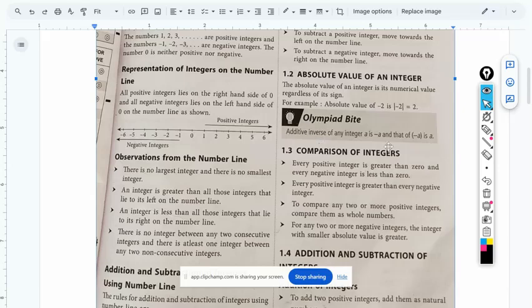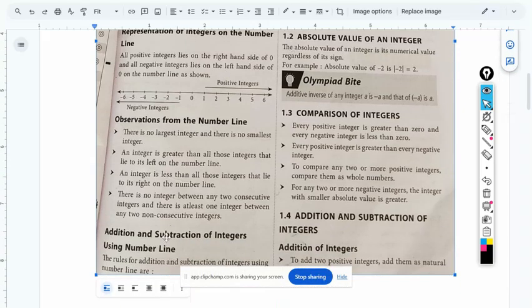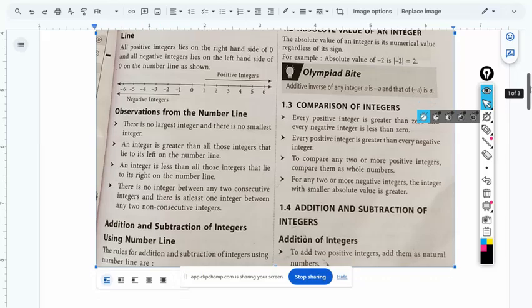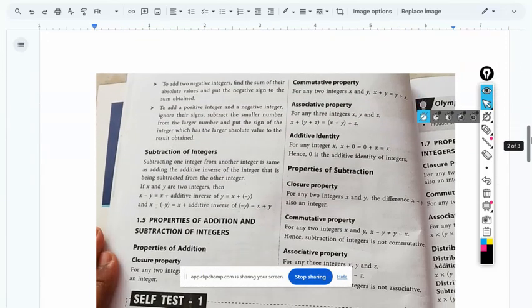Now we are going to see the comparison of integers. We understood that positive numbers are greater than negative integers, and 0 is smaller than a positive integer and bigger than a negative integer. So we are going to the next page. How to subtract an integer. If you want to subtract one integer from another integer, it is simple: add the additive inverse of the integer, as I explained to you above.